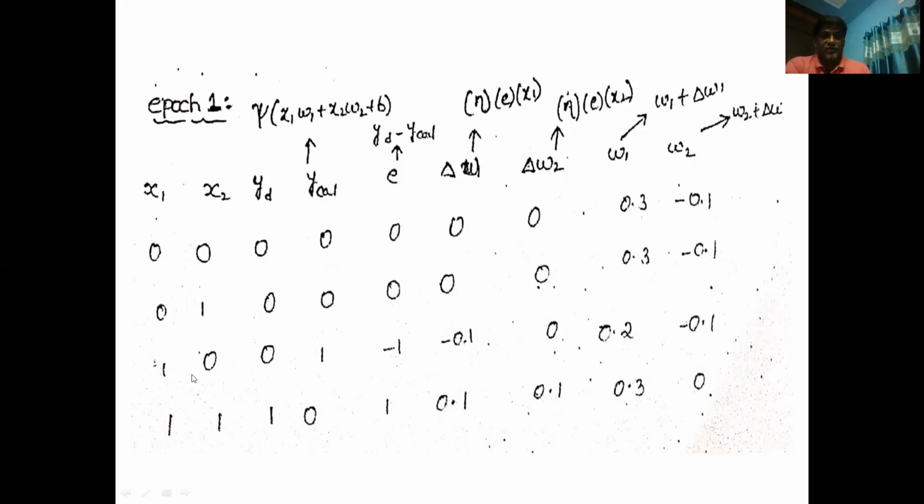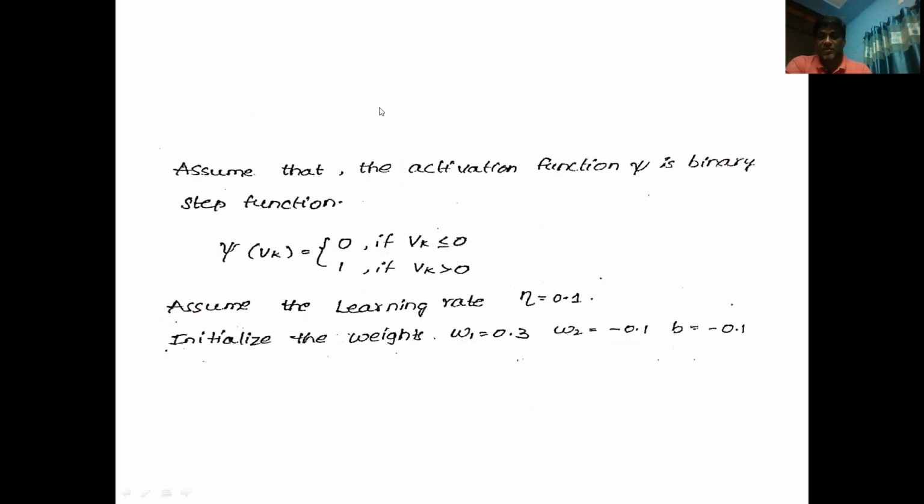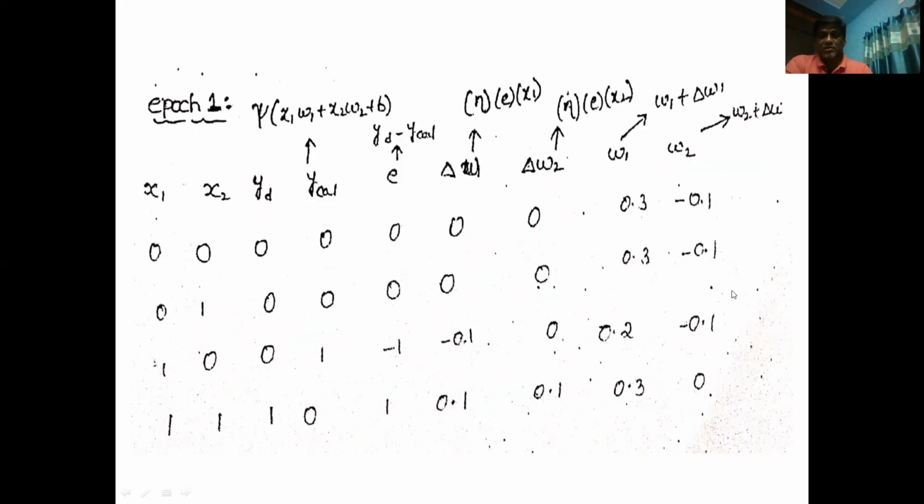Considering the third one, 1, 0, the desired response is 0. The calculated value is now 1 into W1, that is 0.3. This is W1 and this is W2. 1 into 0.3 plus 0 into 0.1, that is 0.3, plus 1 into minus 0.1. The bias value is minus 0.1. Therefore, 1 into minus 0.1 is minus 0.1. So now 0.3 minus 0.1 is going to be 0.2.